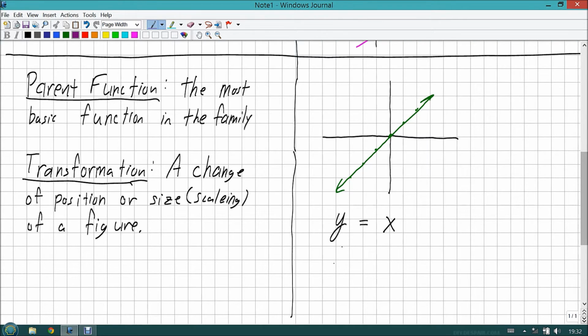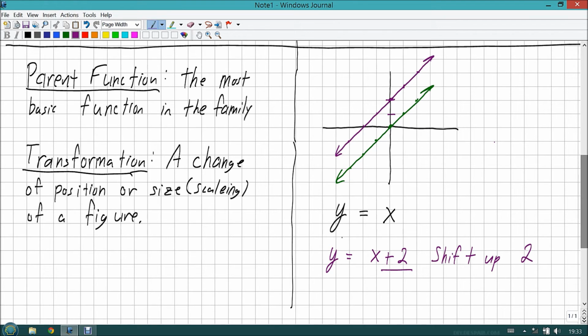One of the easy transformations is y equals x plus 2. The transformation here tells me that I'm going to shift up 2. Now if we look at our parent graph, it goes through the point (0, 0). But with this plus 2, I know that I'm shifting up 2, so I go up 2 spaces, and I recreate my parent graph at x plus 2. So this kind of transformation is called a shift, or a translation.